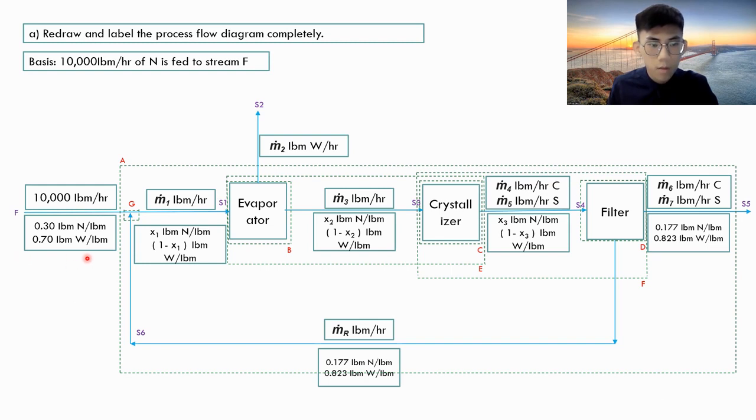where we have the feed stream F combined with stream S6 into S1 fed into the evaporator, where it separates the water in S2 and the concentrated solution in S3, which is then fed into the crystallizer, which crystallizes the crystals out from the solution as S4 and fed to the filter, where the filter separates the filtrate as MR in S6 and the filter cake as S5.